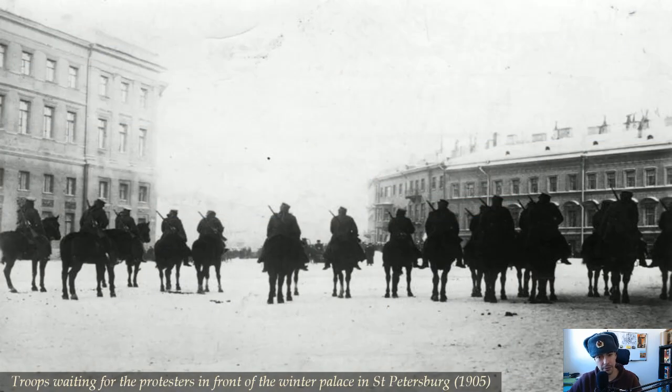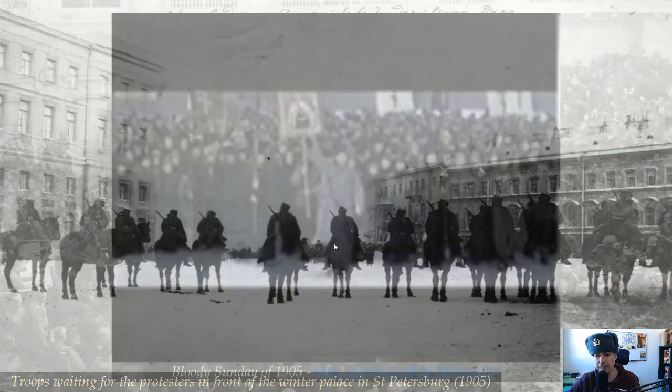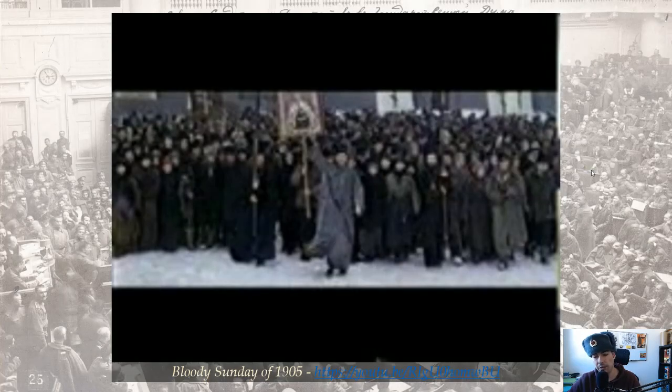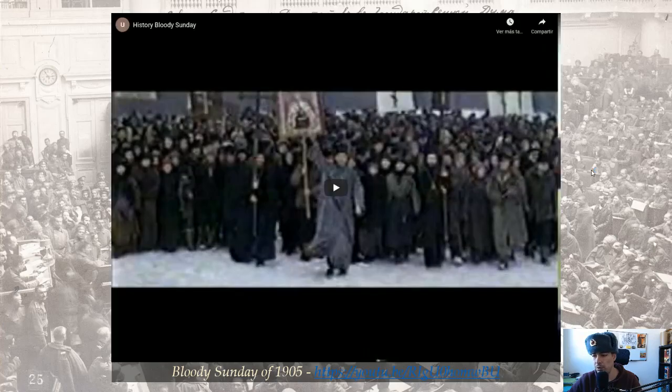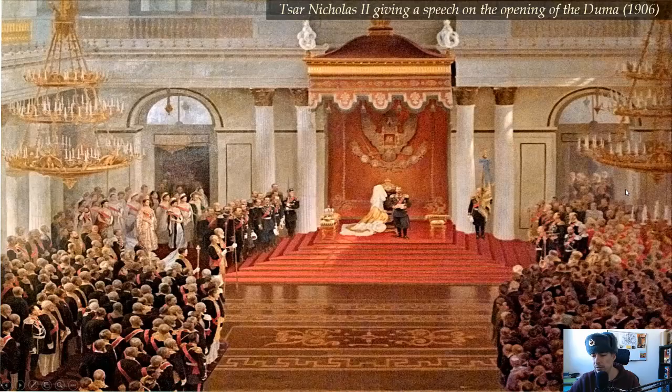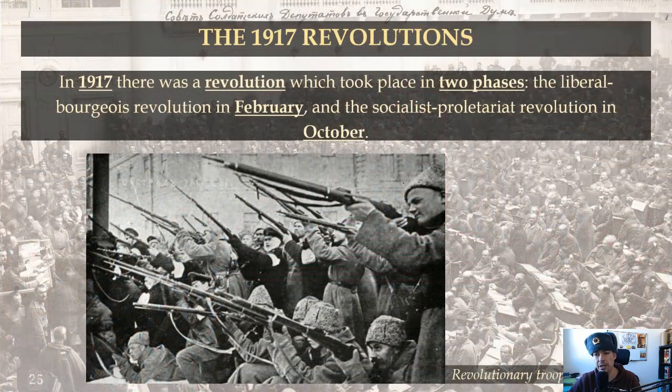This is a photo of the Bloody Sunday, the guard which later shot at the protesters in front of the Winter Palace. This is a video of the Bloody Sunday if you want to watch it, not now. And this is the opening of the Duma in 1906 after the concessions the Tsar Nicholas II had to give to the protesters after the Bloody Sunday.